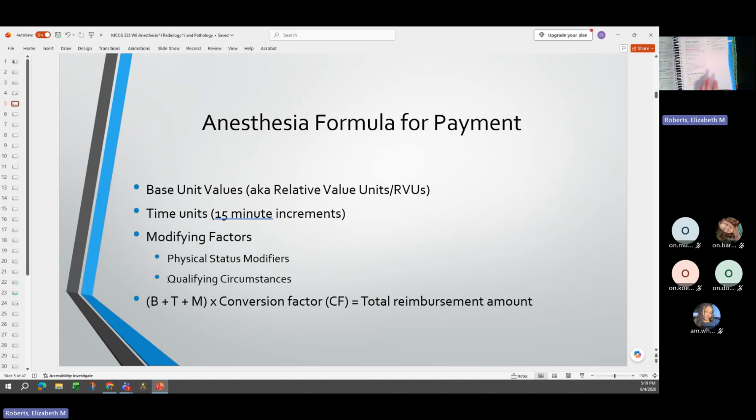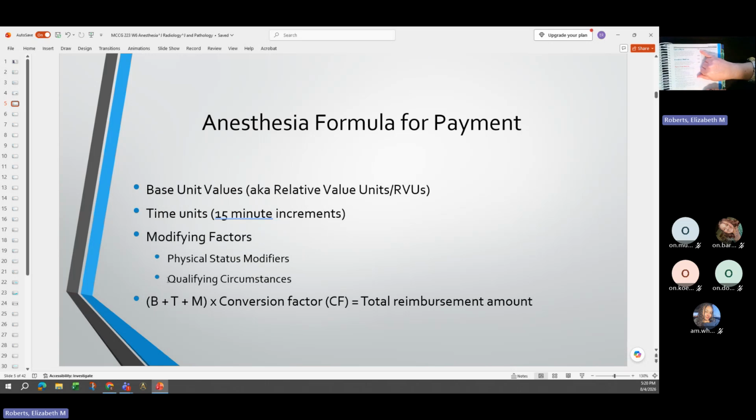And then qualifying circumstances. Qualifying circumstances are also on page 65, in that anesthesia guideline section. There are 4 different codes. They are all add-on codes, and they are added onto the procedure code, the 00500, whatever that anesthesia code is. And they report specific circumstances that might, again, increase the anesthesia service that we're performing, right?